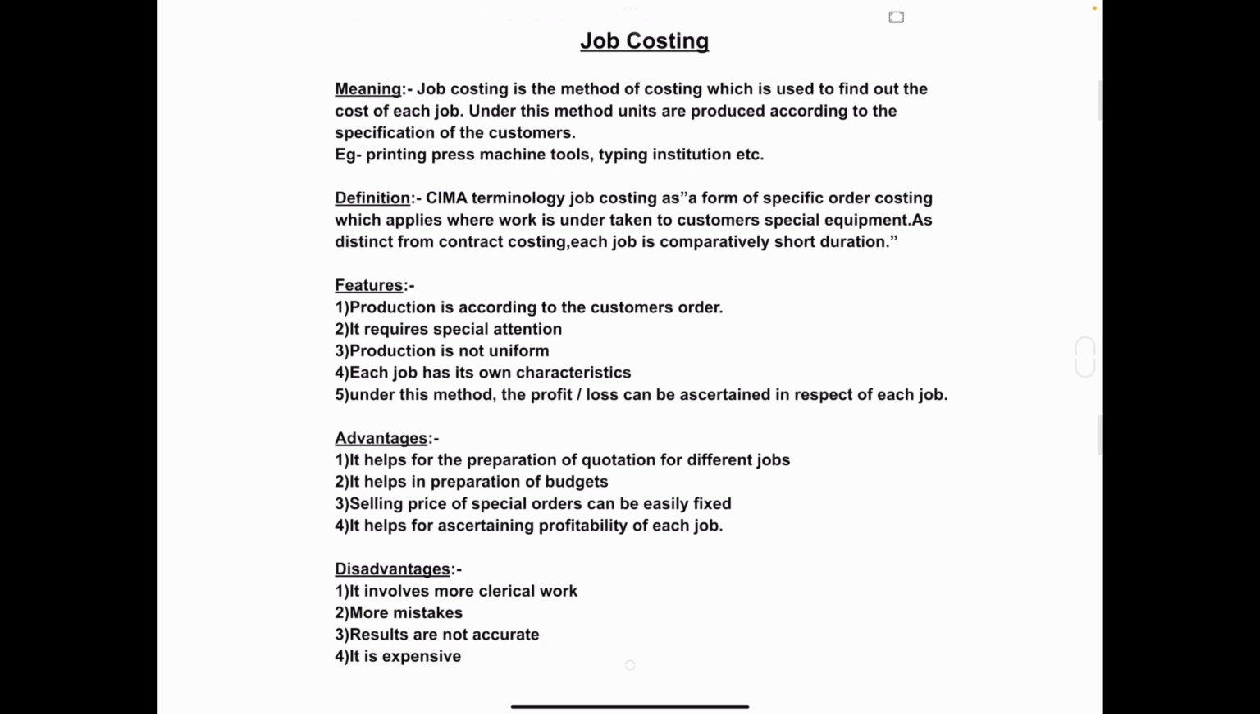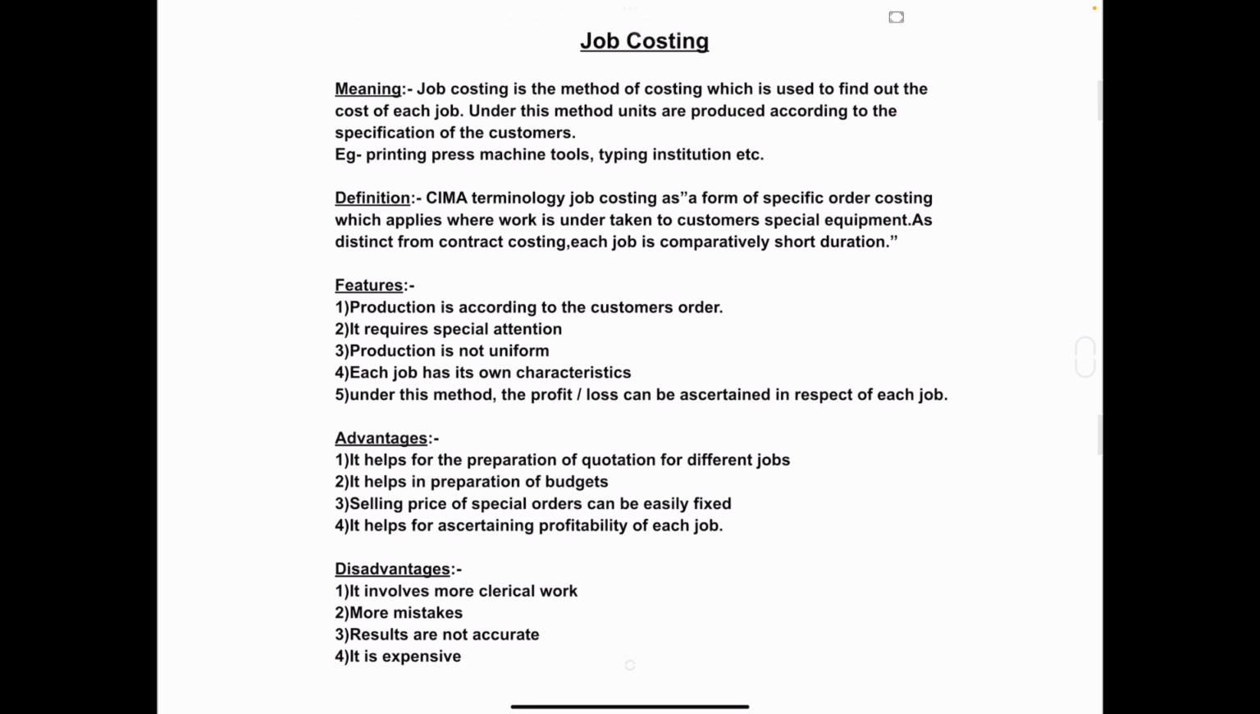In unit or output costing method, they are producing a single variety of product. But here in job costing method, production is undertaken according to the orders of the customers. For example, a printing press company where they print cards or any invitation according to the orders of the customers, or any furniture making company where they make furniture according to the specification of the customer. So these are examples of job costing method.